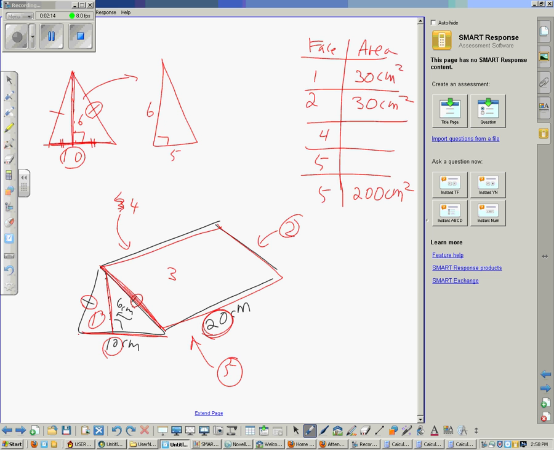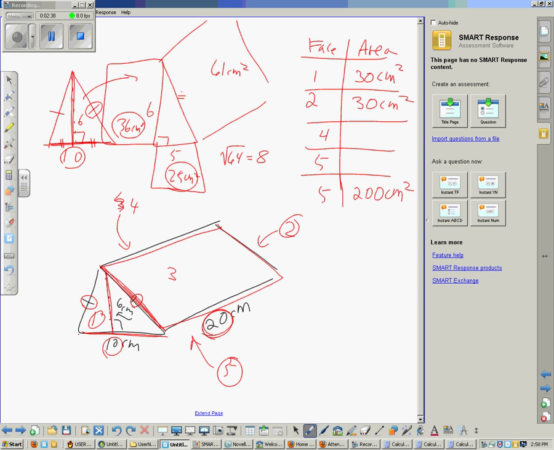So with that, we can use Pythagoras. This is 25 centimeters squared. This is 36 centimeters squared. So the area of this square attached to the hypotenuse of this right triangle is going to be the sum of 36 and 25, which is 61 centimeters squared. Since the square root of 64 is 8, the square root of 61 is going to be approximately equal to 7.8 centimeters or so.